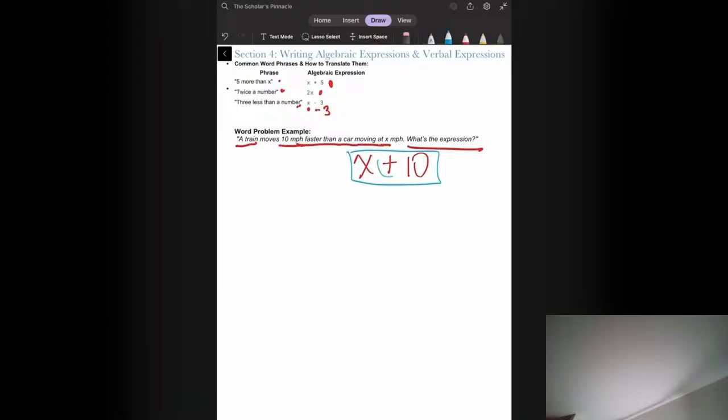Faster tells you more. More equals addition. Faster than a car, so we're relating it to a car. This is a relation question, by the way.